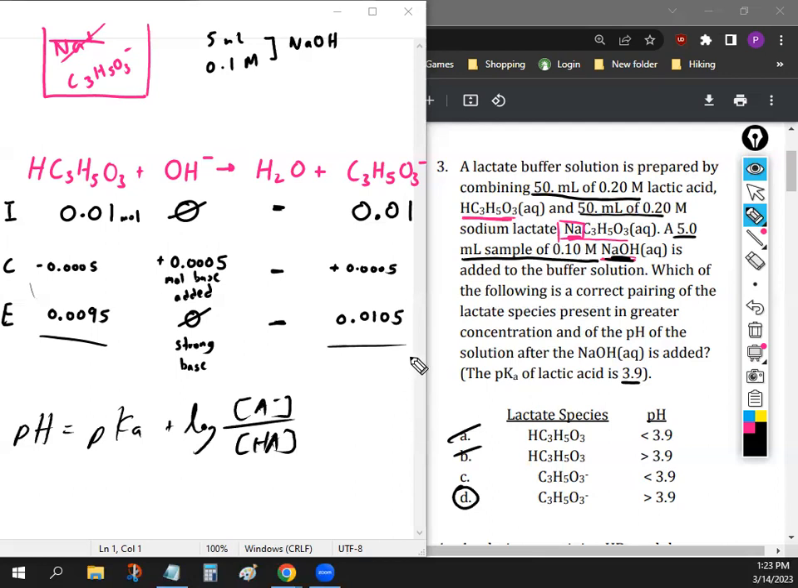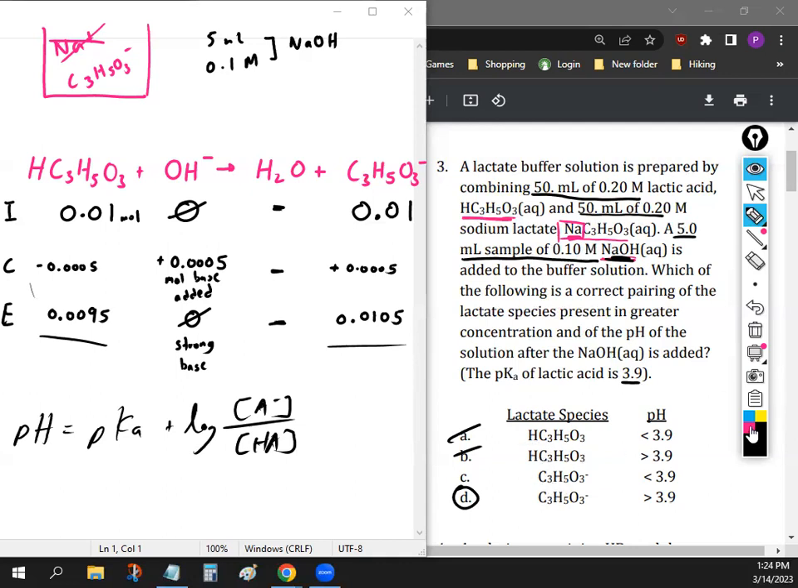I got this without doing any of that. I just thought about it: NaOH is going to make it more basic, and the pH is going to go up. So that works too. The quick thought pattern is, the base is going to react with the acid, so you're going to lose some acid, and you'll have more of the salt.